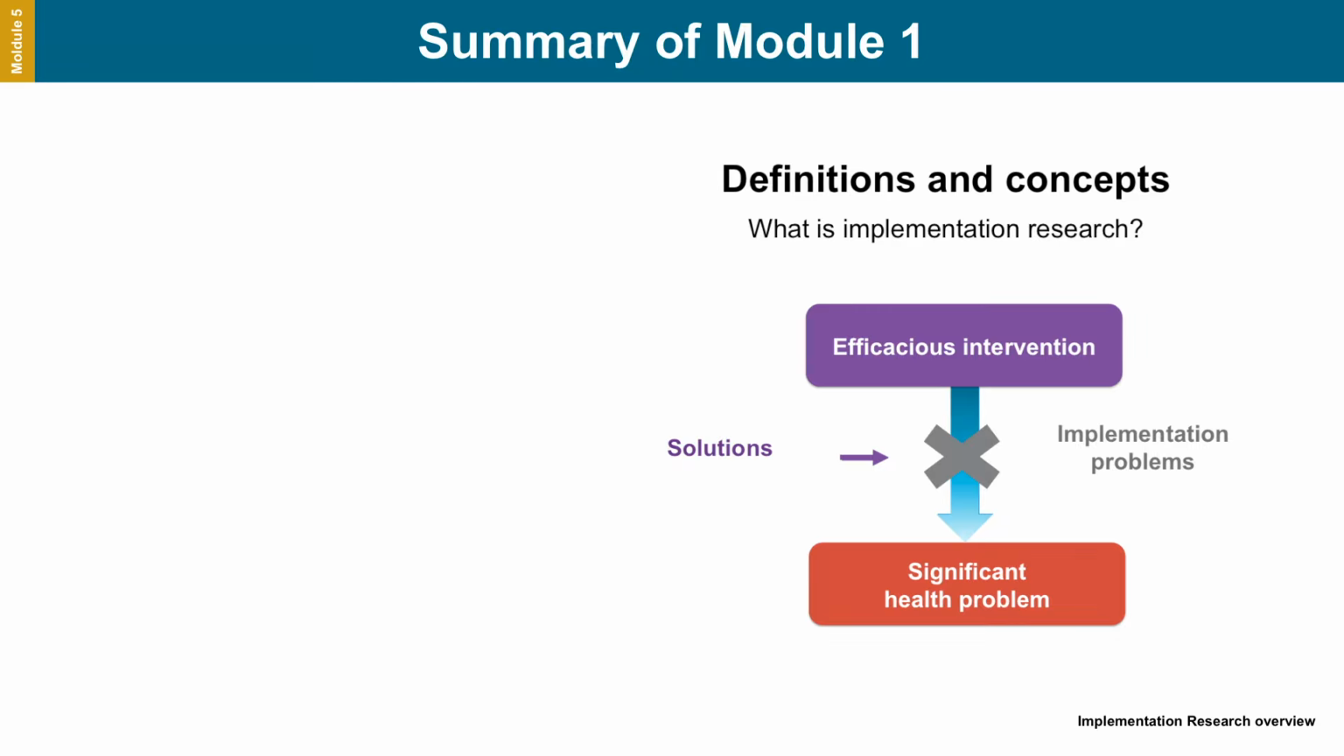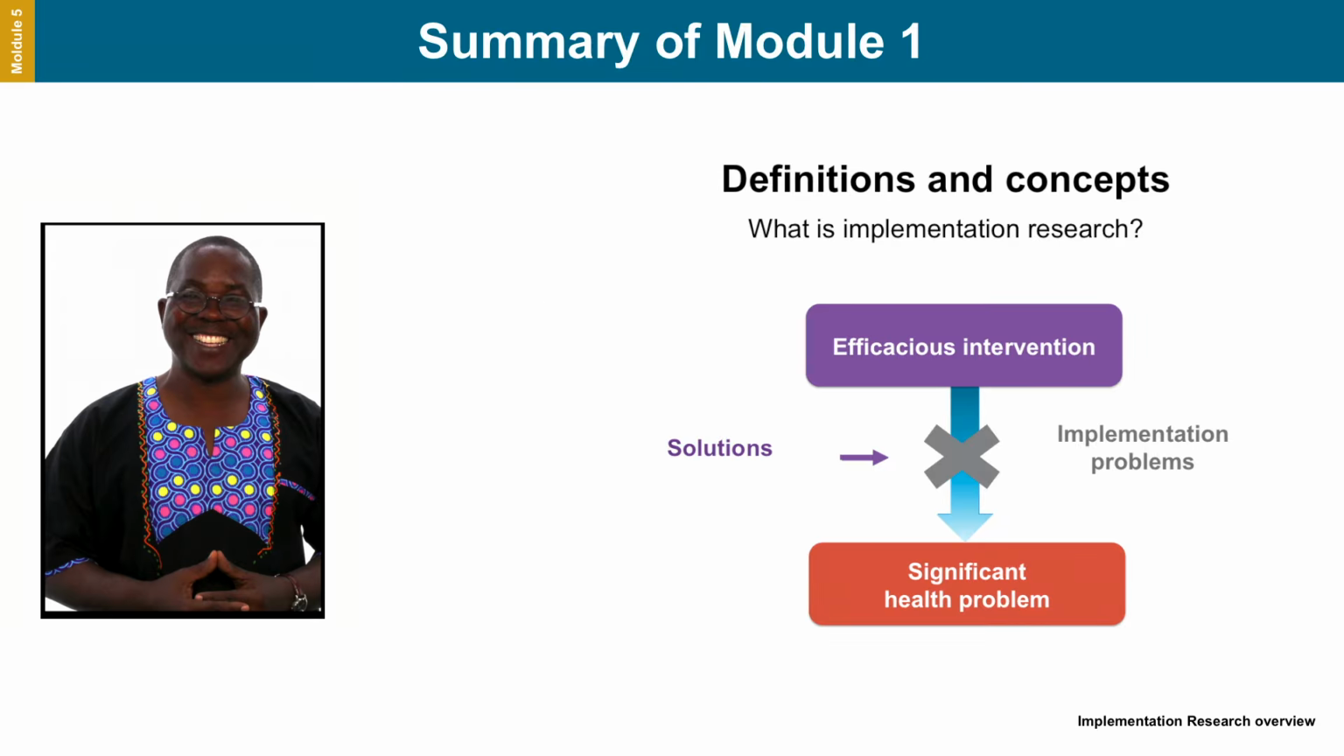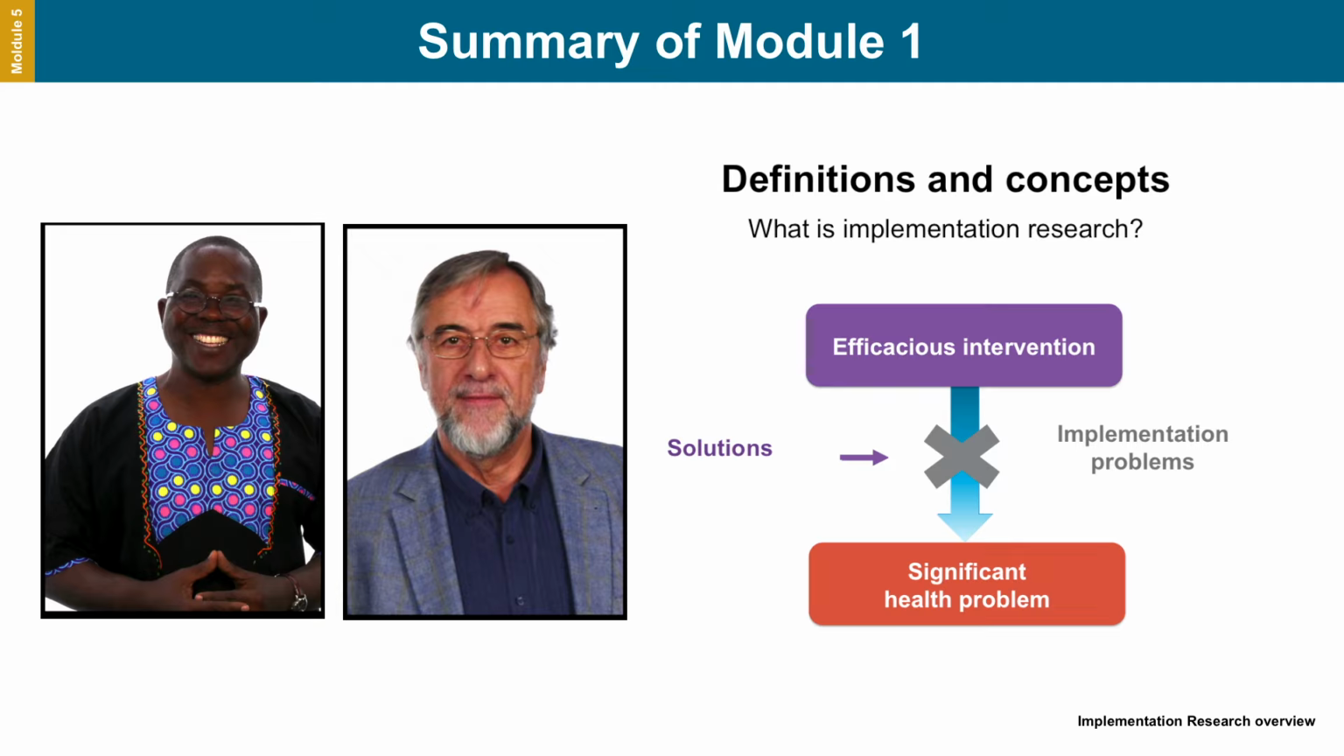In Module 1, we had Professor Oladile Akogun and Professor Hans Remy outline a range of definitions and conceptual areas of implementation research. You may recall this diagram where we explained the need for rigorous research to determine the strategies required to ensure that efficacious solutions were actually able to address the significant health problem. We use this diagram to describe how implementation research is used to identify and investigate problems that affect effective implementation and develop and test implementation strategies.